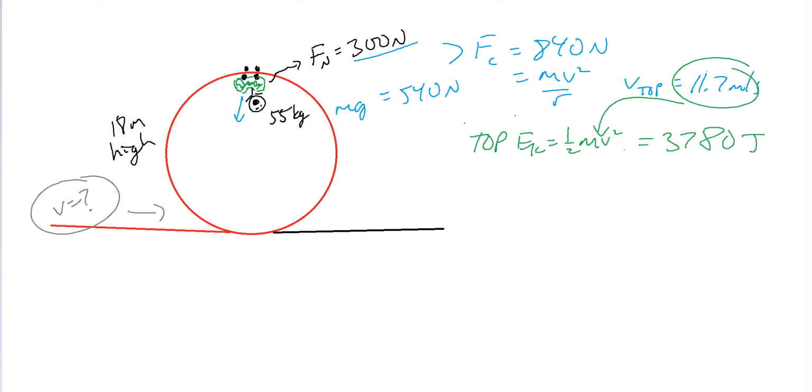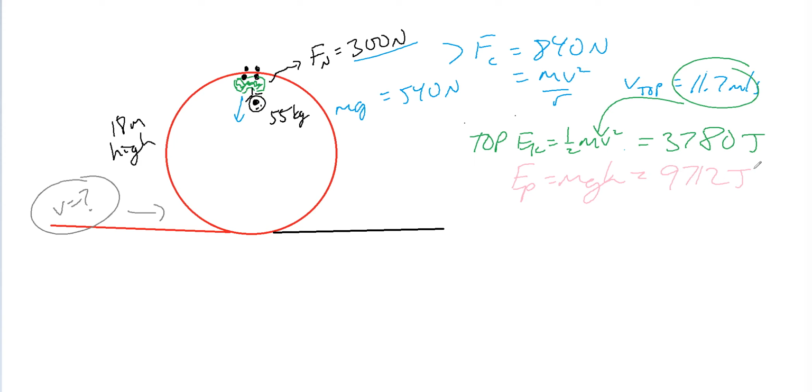Now, of course, he doesn't just have kinetic energy up there, he's also got potential energy. So I can find the top potential energy. The top potential energy would just be mgh. So I've got his mass 55 times the 9.81, and I'll multiply by the height. So not the 9, but now we're going to use the 18 because that's how far up he is. And his EP is 9712 joules.